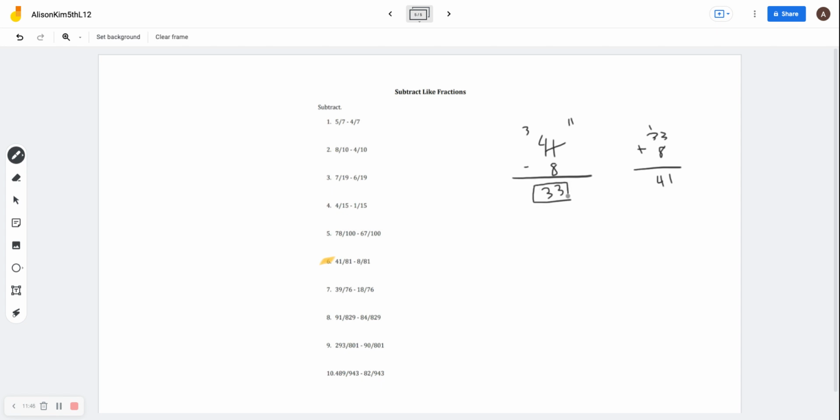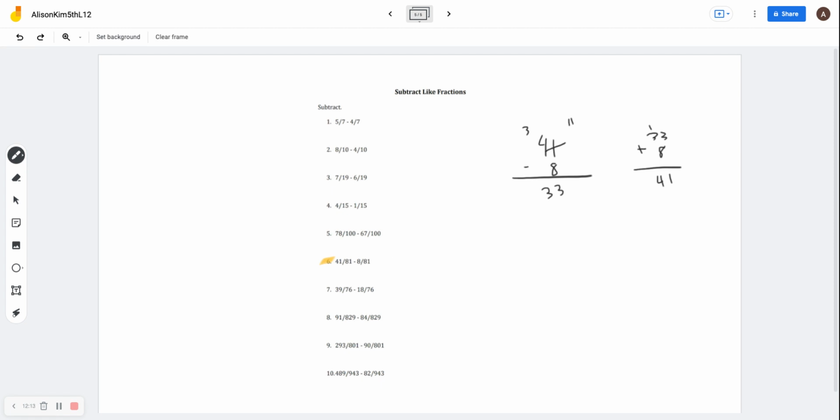And then as I said before, the denominator just stays the same. So our final answer is not 33, but 33/81. A lot of people make the mistake of forgetting to plug back the denominator, so don't make that mistake. Actually, I think this can be simplified even further.